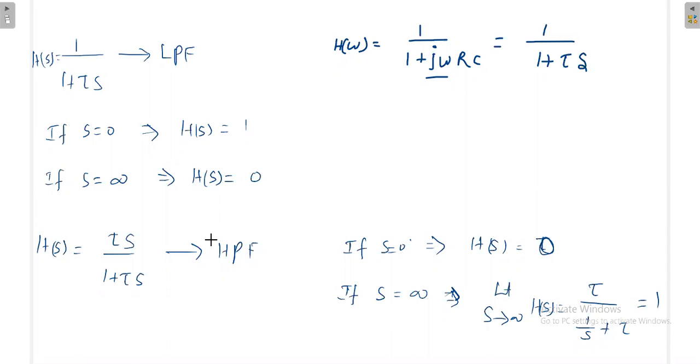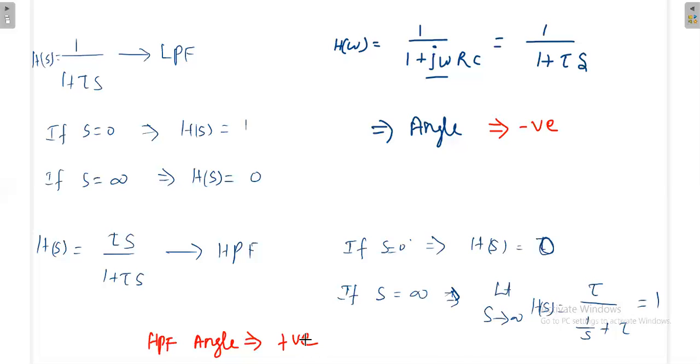Again, if you see one more thing, as this is the low pass filter, mostly this angle will be negative. For any frequency you take, this angle will be negative. Generally the low pass filter will produce negative angle. Similarly, the high pass filter angle will be positive, because in the numerator you are getting 90 degrees, but in the denominator your angle will be in between 0 to 90 degrees only. So the effective phase will always be positive.